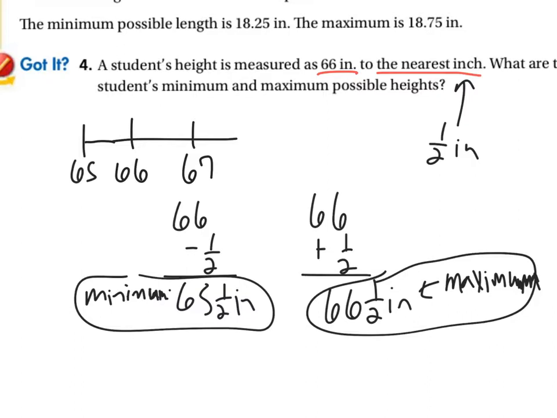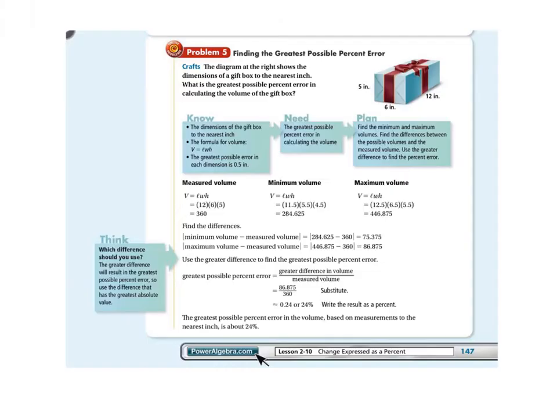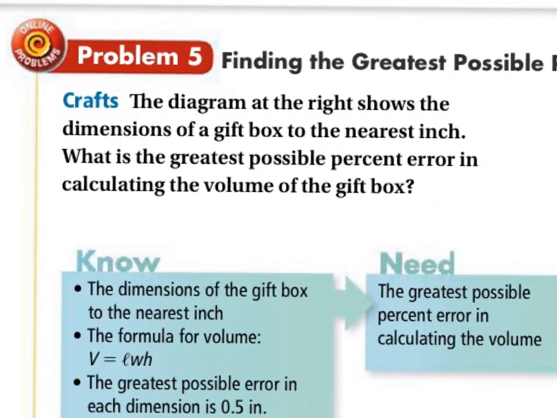It just depends. Some real life situations, there's reasons why we might round up or down depending on what the situation actually is. So problem 5, kind of related to what we just talked about. So we have a diagram that shows the dimensions of a gift box to the nearest inch. What's the greatest possible percent error in calculating the volume of the gift box?